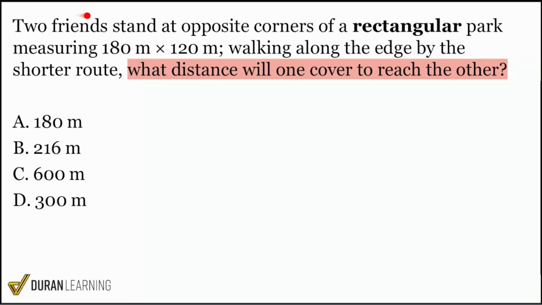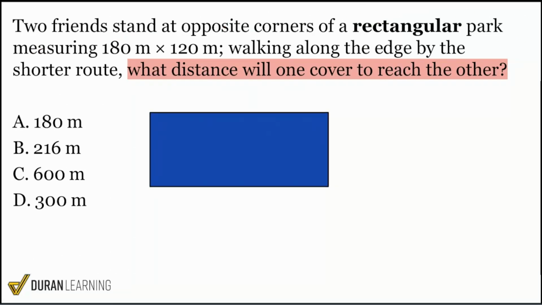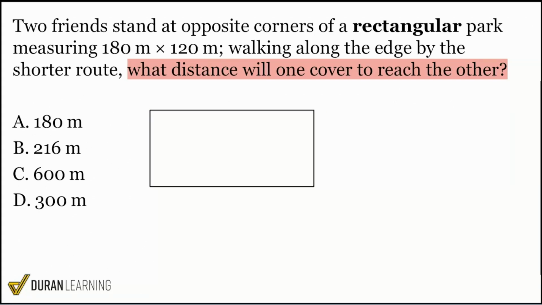So it says that two friends stand at opposite corners of a rectangular park. So let's draw that out right there. And from here, let's take away the filling, so it's just a regular rectangle. Okay, cool. So we will add friend A right over here. And it says, everybody, which corner relative to friend A is friend B at? Yeah, it's going to be the opposite corner.